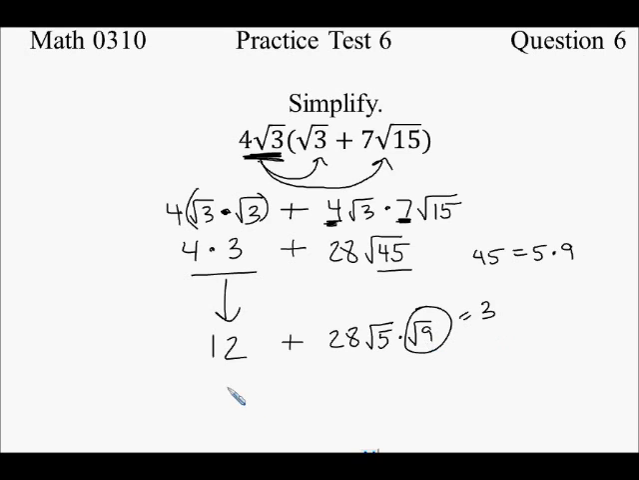So we have 12 plus, and now our numbers on the outside, 28 times 3, give us 84. Then we have square root 5, so now our radical is fully simplified: 12 plus 84 square root 5. We can't combine these terms. They have to stay separate, because this term has a square root 5 and this term does not have any square root at all, so they don't have matching radical expressions. The only way we can add things together as like terms is when they have a matching radical expression, and these do not. So we leave it as 12 plus 84 times the square root of 5, and that is answer choice B.